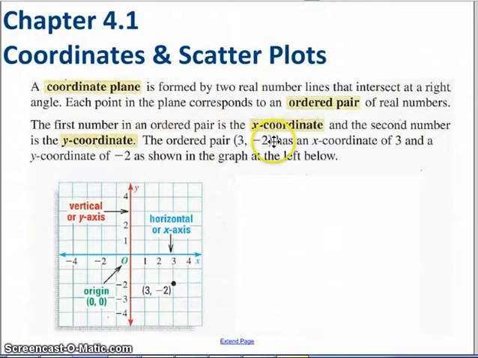And the example they give here is the ordered pair (3, -2). The first number is always the x coordinate. That means counting from the origin, you go over 3 spaces. And then the second number here, -2, is always the y coordinate. And from wherever you were on the x, you go up or down. Negative means down, down 2. And that's the point right there, (3, -2), like they indicate here.